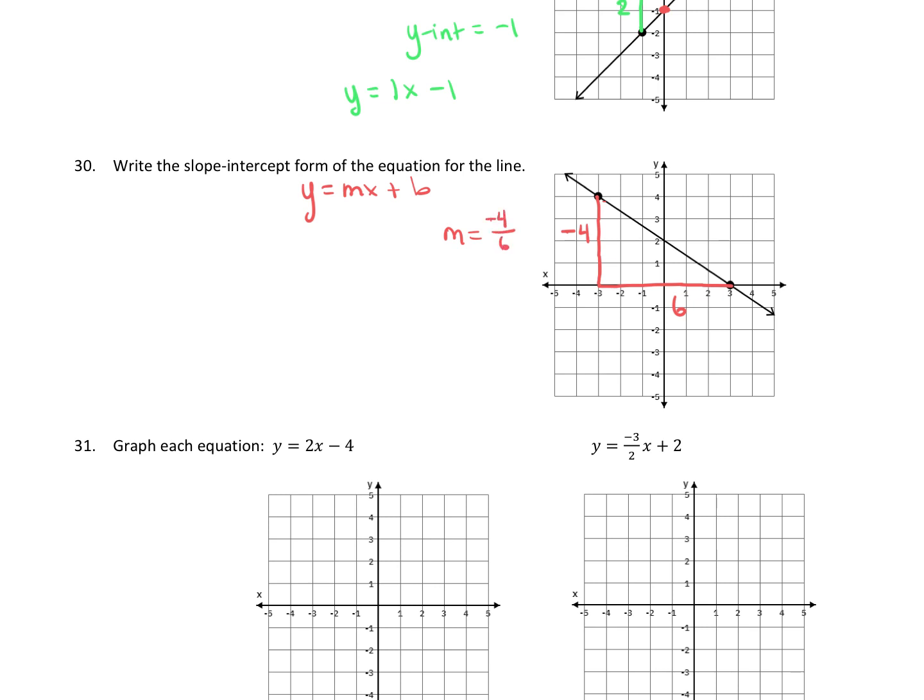If we can reduce that, we will. So we'll reduce our slope to a negative 2 over 3. We just divided both of those by 2.